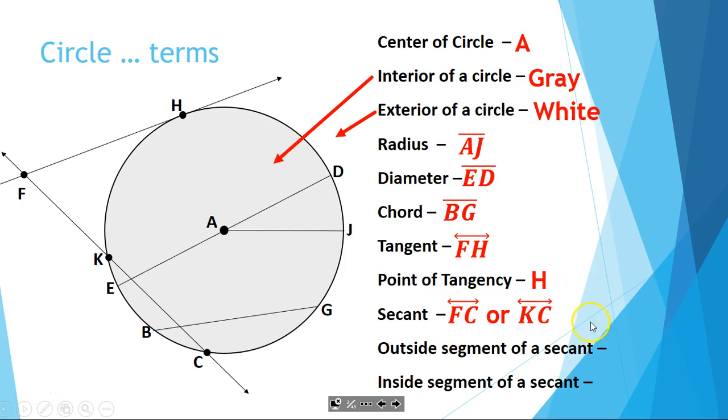And then we need to talk about what is the outside segment of the secant. So here's our secant again, FC. So the outside segment of that secant is FK, and again, it's a segment. And then the inside segment is right here, KC. And again, it's a segment. So now we're going to use some of these terms as we talk through some of these problems. So I want to make sure y'all were familiar with the terms.